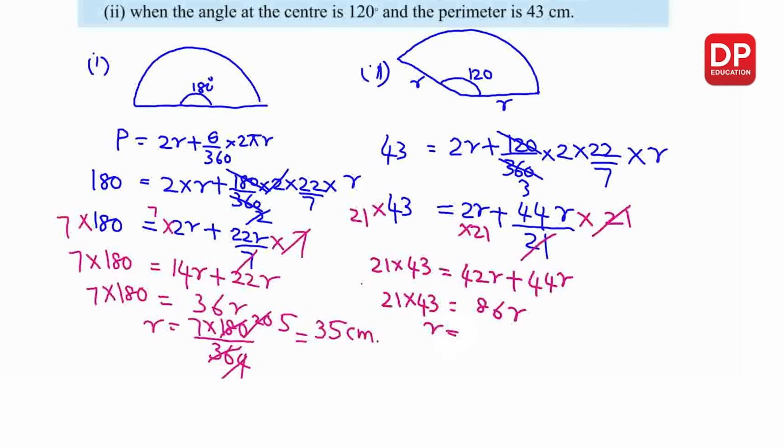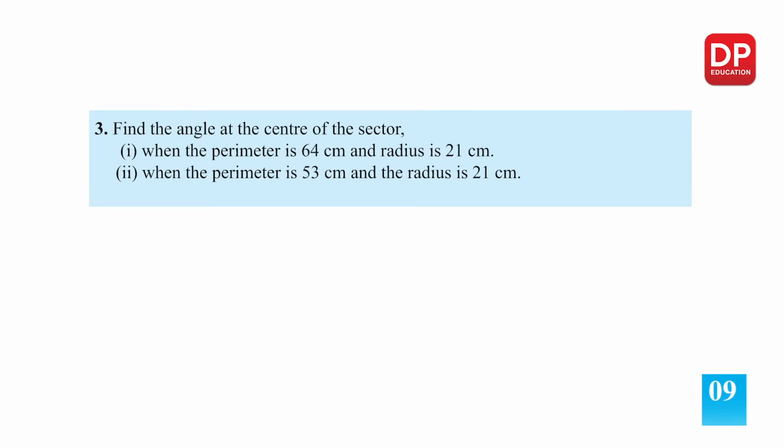So what is our value? You can divide this by 86. So 21 times 43 divided by 86. Here can you see, 43 times 2 is 86, so you can divide by 2. So the answer is 21 over 2 centimeters, or when you simplify and write it as a decimal, you get 10.5 centimeters.